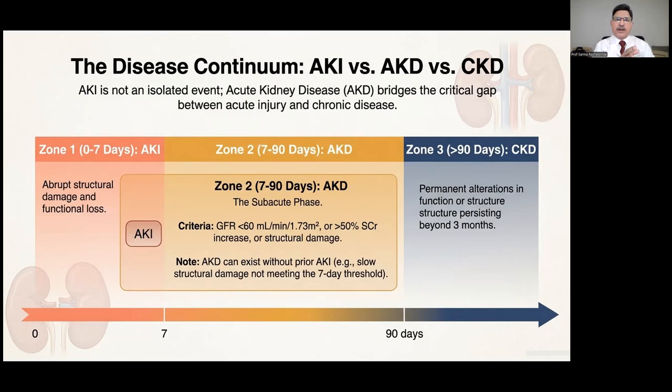Abrupt structural damage and functional loss is AKI, and zone 2 is 7 to 90 days, acute kidney disease. It is the subacute phase. Criteria are GFR less than 60 or serum creatinine more than 50% increase, or structural damage. AKD can exist without prior AKI also. That means there need not be the first 0 to 7 days phase. Directly the patient can land in acute kidney disease, with structural damage not meeting the 7-day threshold. Zone 3 is permanent alteration of function or structure persisting beyond 3 months. 3 months is the cutoff point for zone 3.